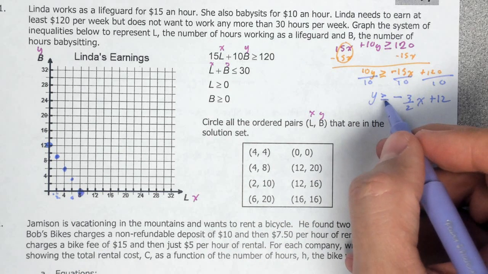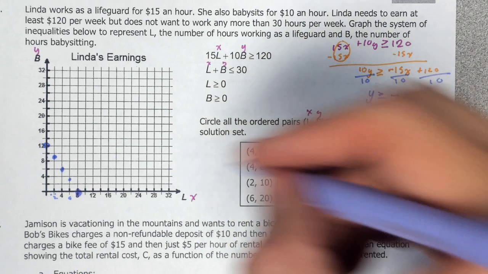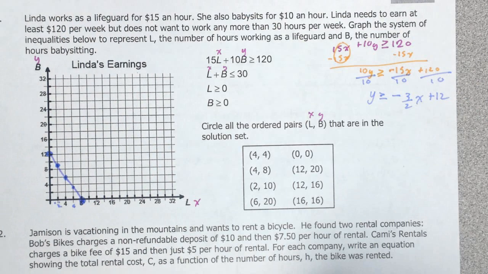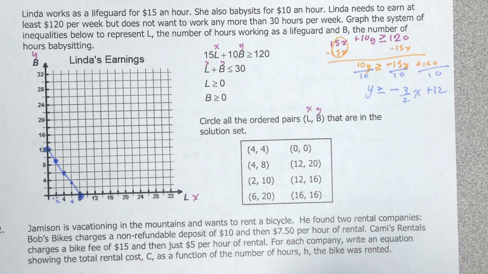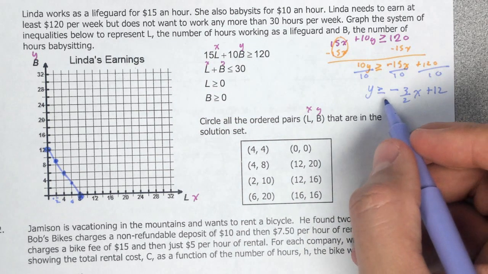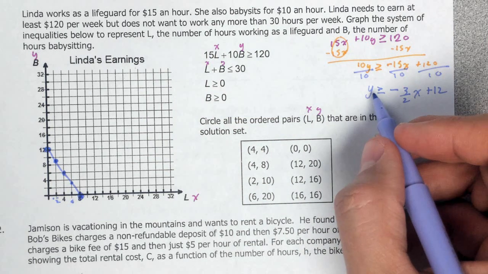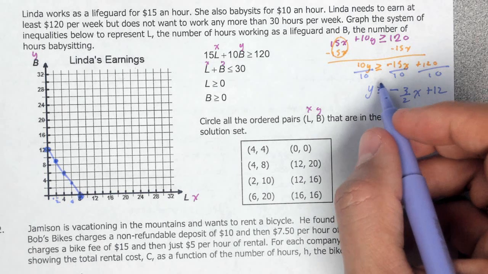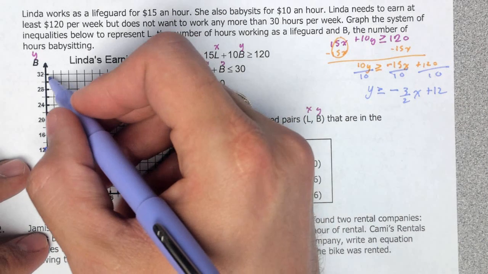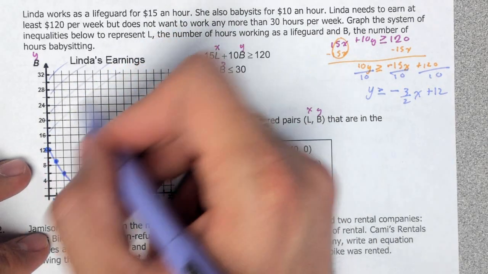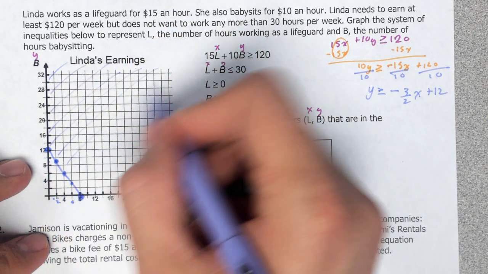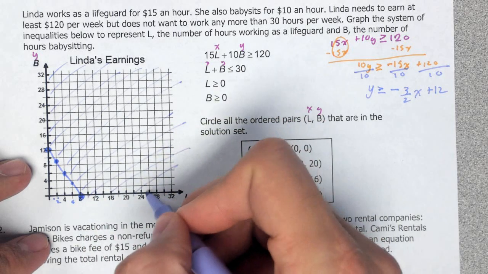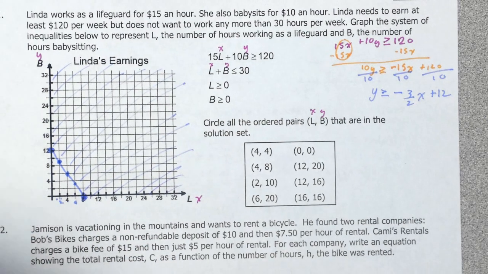Now, this is equal to, it has that line, so I'm going to make this solid. That means anything on that line is included. And it says greater than. My y is greater than. That's a greater than sign. That means we're going to shade above. So we shade all that with that color.